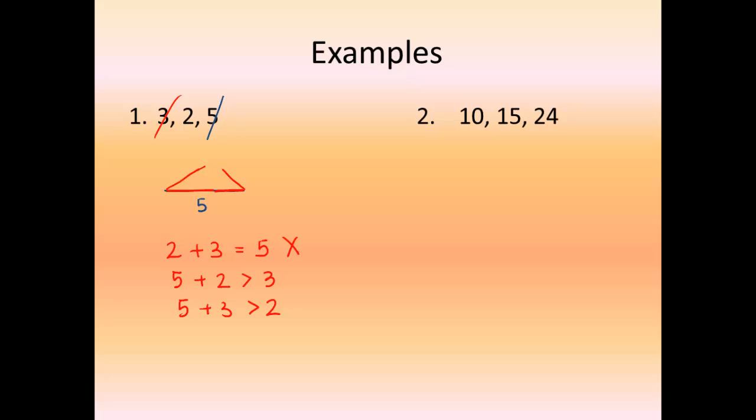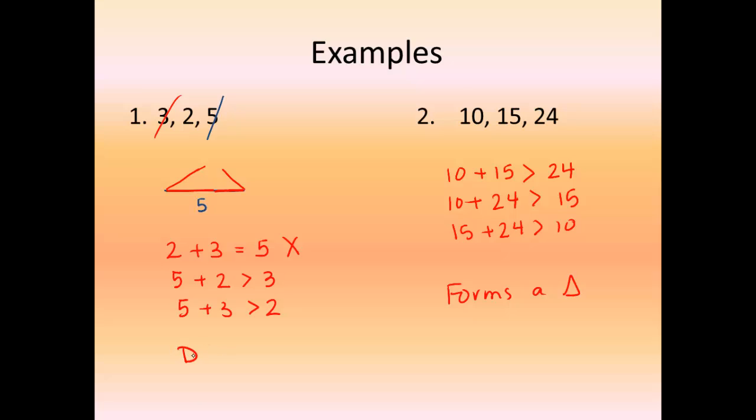So rather than draw the picture for the next one, we're just going to be doing the algebra part. So we're going to pick the 2 smallest, 10 plus 15, and we want to know if that is greater than 24, and it is. We can check the others. 10 plus 24 is greater than 15, and 15 plus 24 is greater than 10. So this forms a triangle, whereas number 1 does not form a triangle. Let's try 2 more.